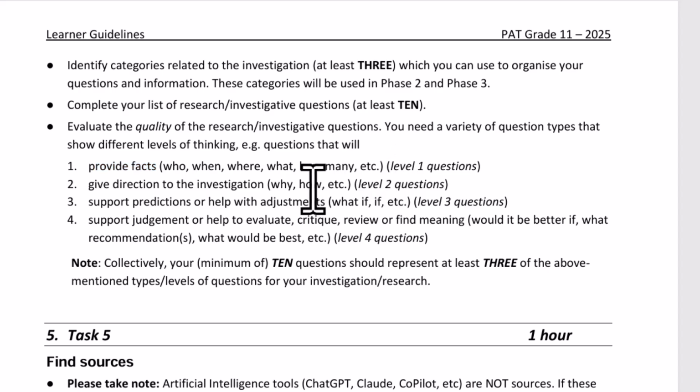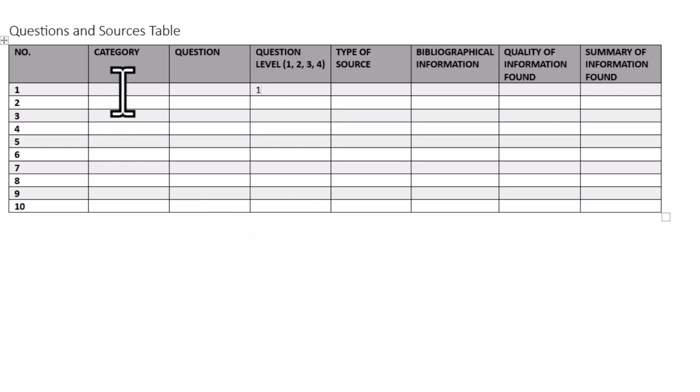And then remember, you need to give data. We also want questions that can give us data. Really quite important. So we can say this provides facts. Let's go back to our PAT here, and let's go to category, and I'm going to say factual. That's what it is. It's a factual category. It provides facts.